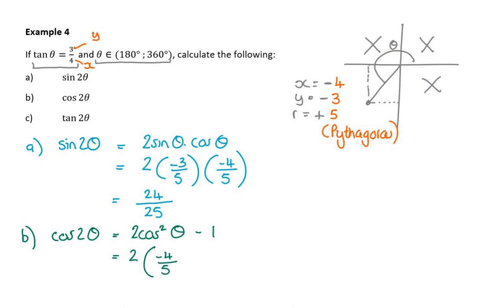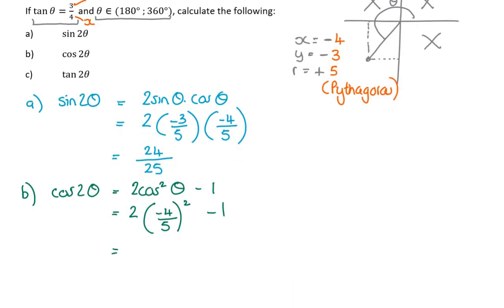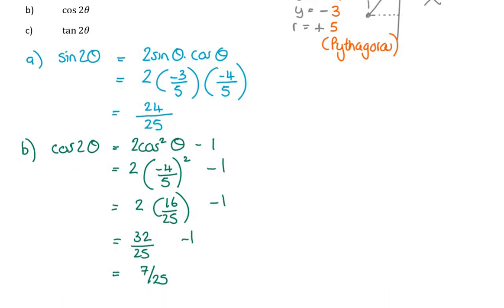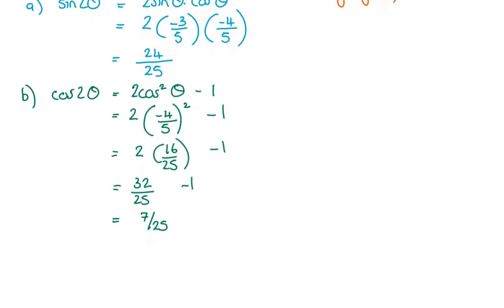So cos is negative 4 over 5, and I'm squaring it. So if I simplify that, that's 16 over 25, which actually gets me to 32 over 25, minus 1, which is 7 over 25, I think. Great. Okay, our last question is tan of 2 theta.